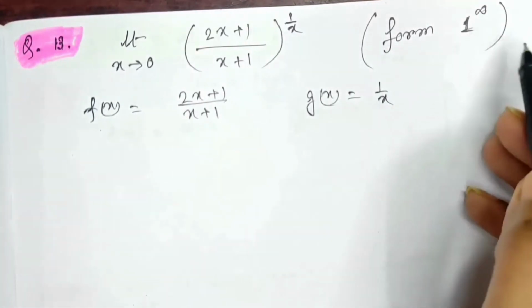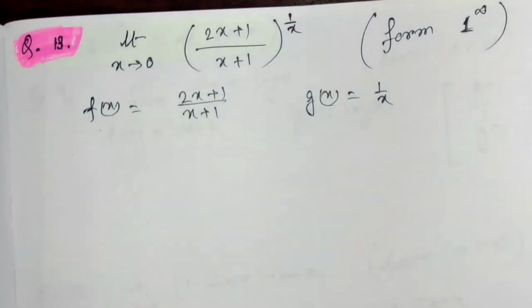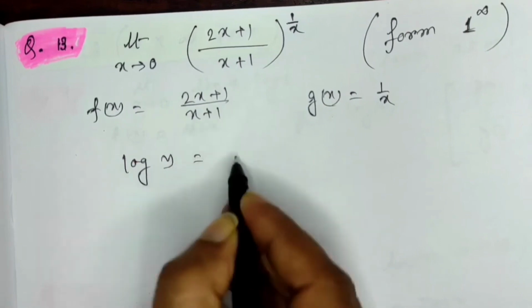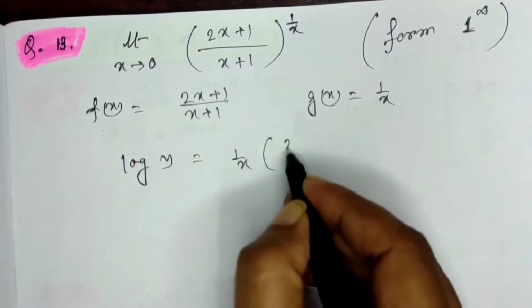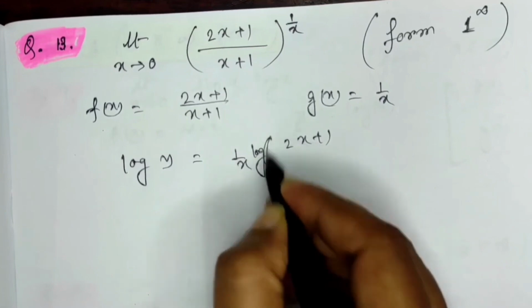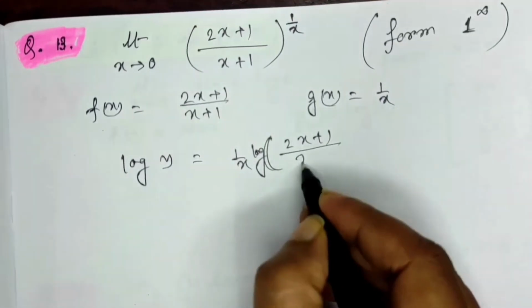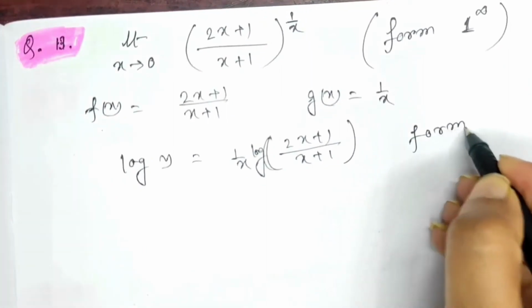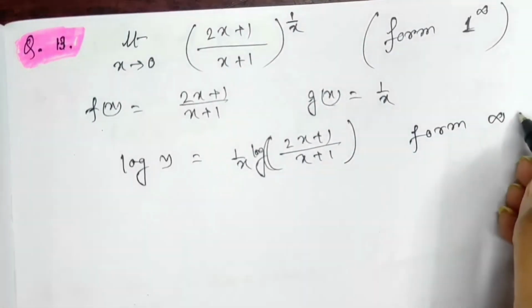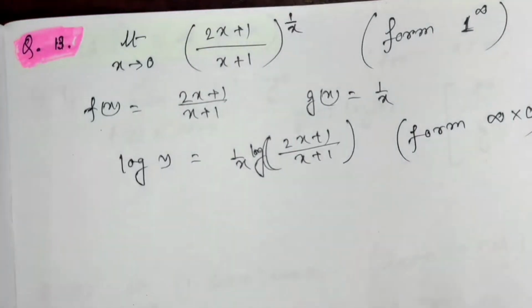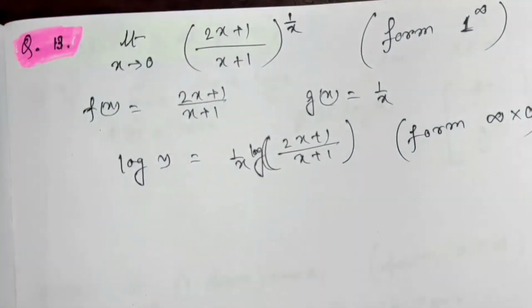So if this format is given, then again we take the log on both sides and we shall find out log of y is equal to 1 upon x, then log of (2x plus 1) divided by (x plus 1). And now it is in the form of what? Yes, it is infinity into 0. So now again we can convert it into the 0 by 0 form.